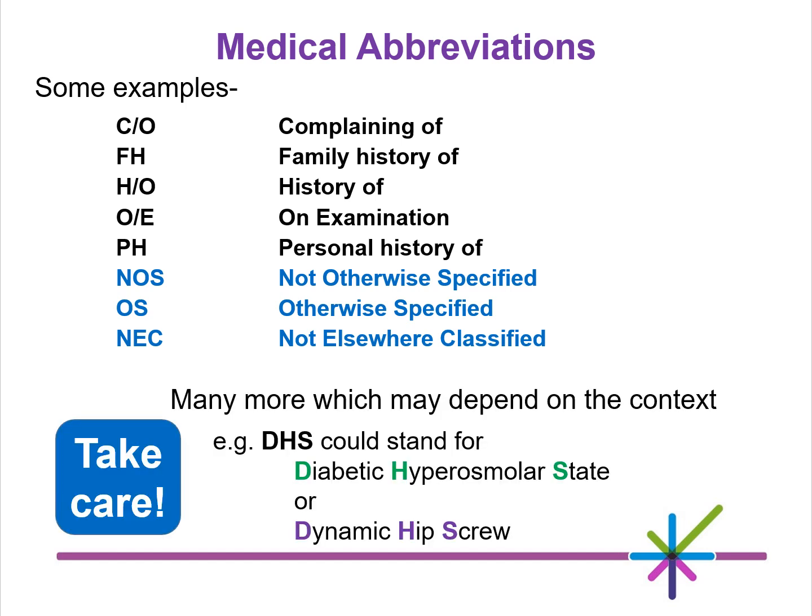Take care with medical abbreviations, as some have more than one meaning. For example, DHS can mean diabetic hyperosmolar state or dynamic hip screw. Consider the specialty and context of the abbreviation when applying codes within Read.